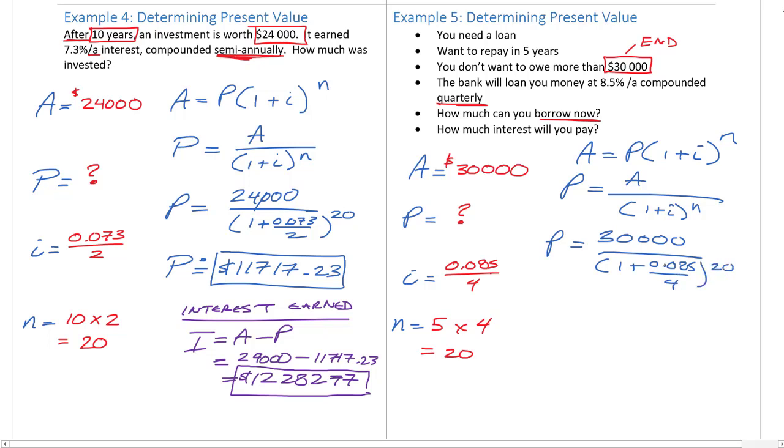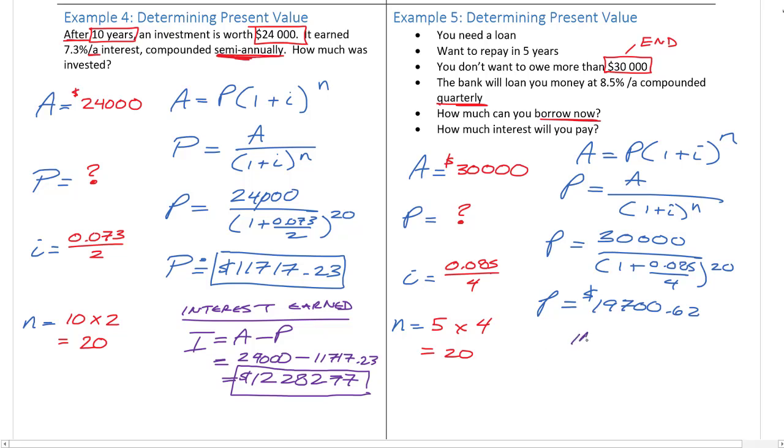So divide the 0.085 by 4, add it to 1, the power of 20, and then take 30,000, divide by that number, and you should get $19,700.62. So in other words, this person shouldn't borrow more than $19,700. If they do, they're going to owe more than $30,000 at the end.